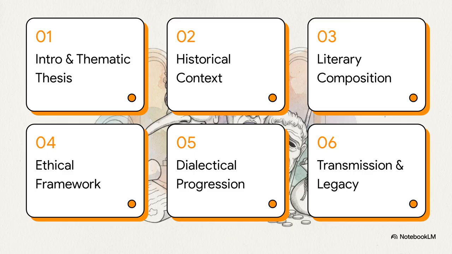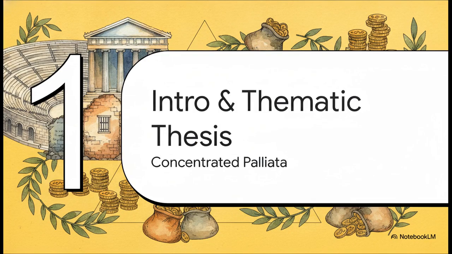First, the introduction and thematic thesis. Then, the historical and cultural context. Third, literary composition and style. Fourth, the ethical and philosophical framework. Fifth, dialectical progression. And finally, transmission and enduring legacy. Let's get started. Part 1.